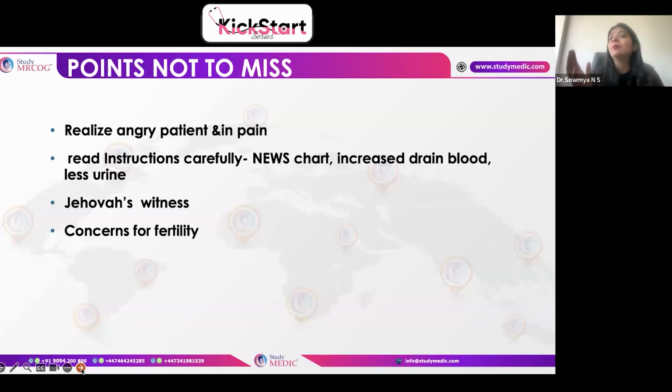For everybody who needs blood and blood products during the theater time, you need to be asking before. Concerns for fertility. Obviously, she's nulliparous. She is more worried whether she would not have kids. And if you could see, Aisha said that ovary was removed. I had to slightly correct her, telling no, ovaries are still there, only cyst was removed.